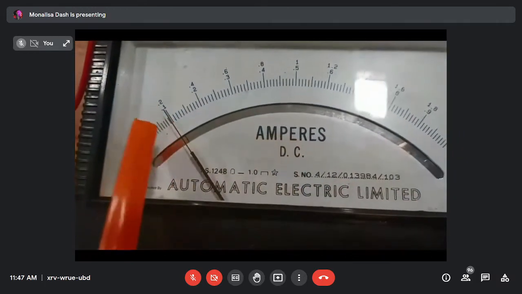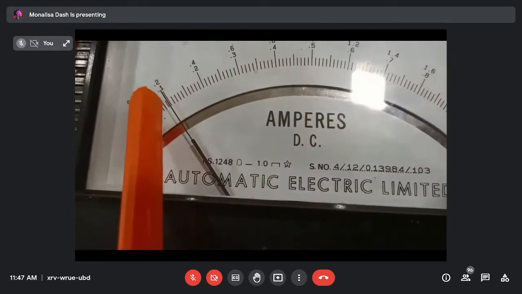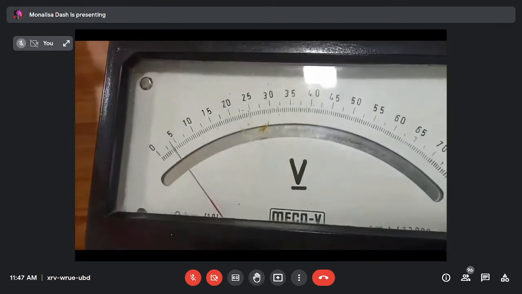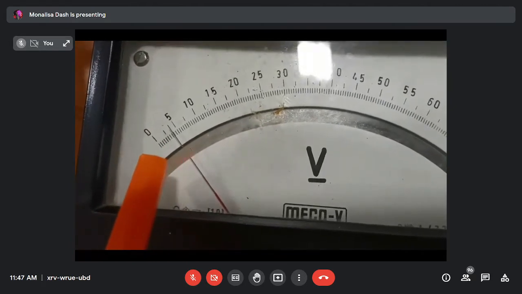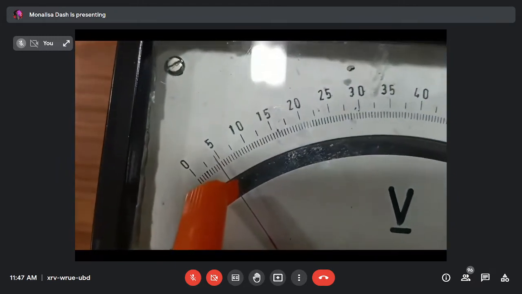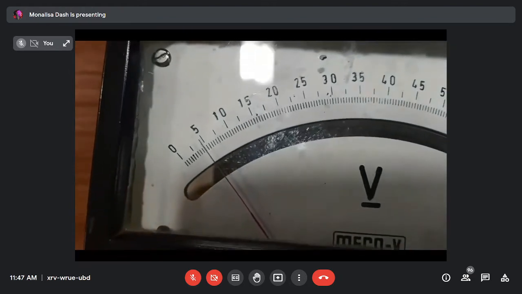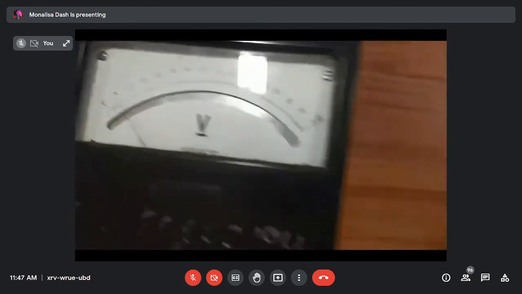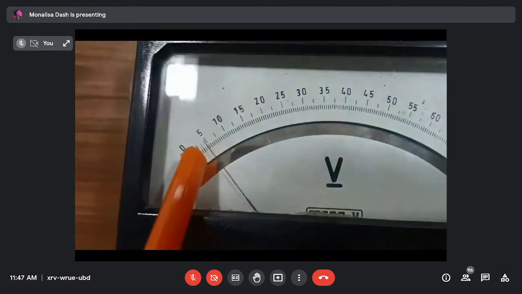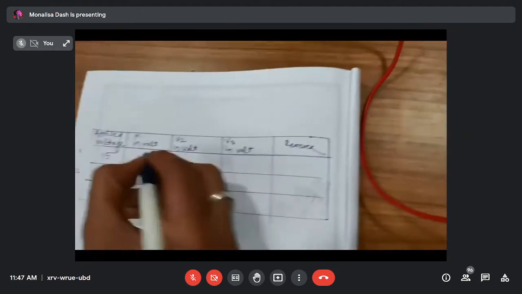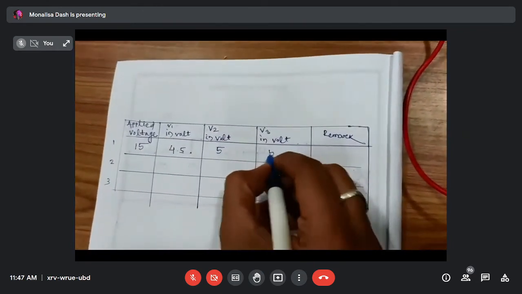Then the current flowing through that circuit is, since we have taken the lower scale, 0.1 ampere. This is the first voltmeter across the first rheostat. This is approximately 4.5. The second one is 5. There is mirror deflection, that's why you saw 4.5, but it is 5. And this is also 5. First one 4.5, second one is 5, and the third one is also 5.